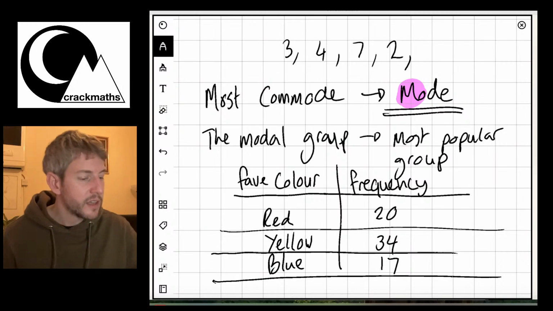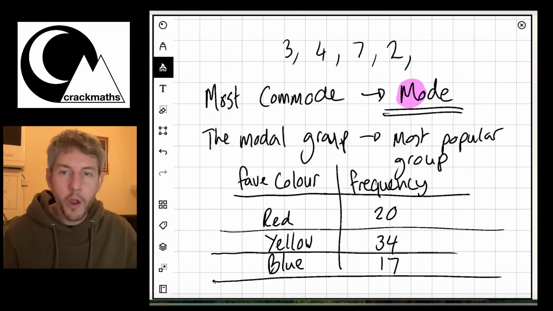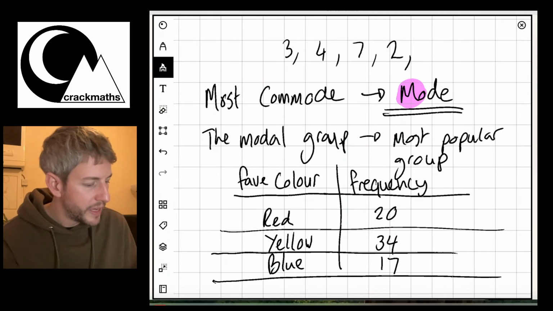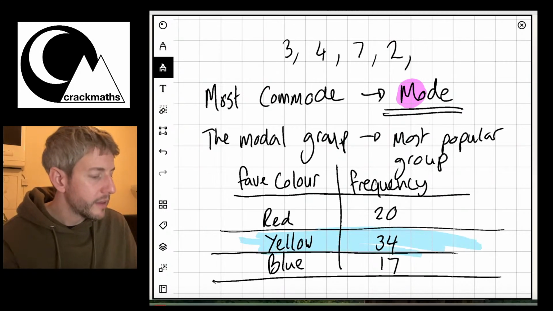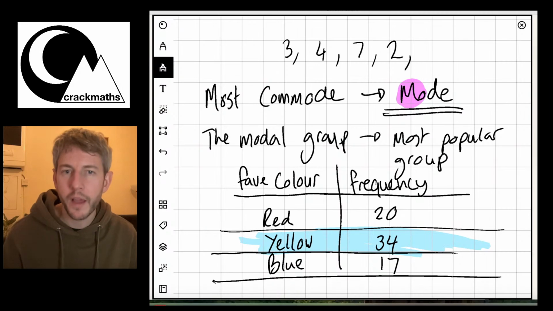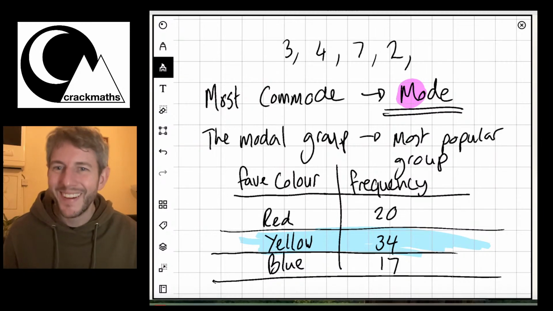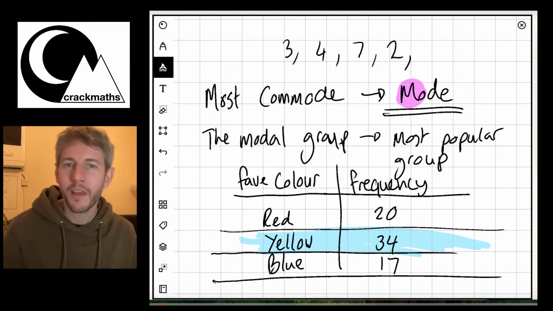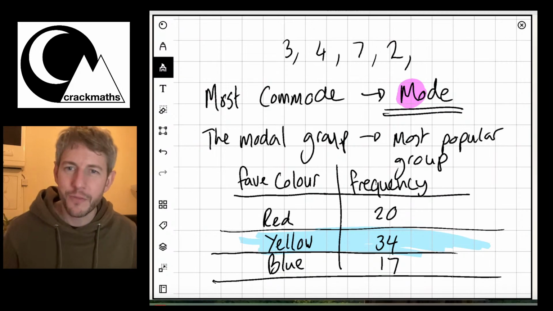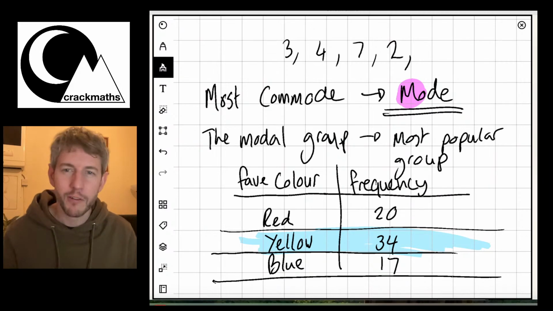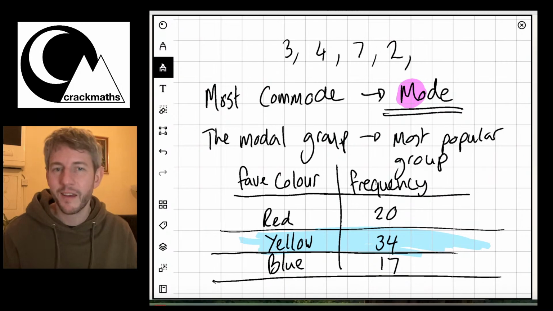So in this case, the most popular group, the mode of this data, would be the yellow, because most people like it. So the answer to this question is: the mode is yellow. It isn't 34, because we're not really interested in the number 34. We're just interested in what the favourite colour is. So if you're asked what the modal group is for this, you would say yellow.